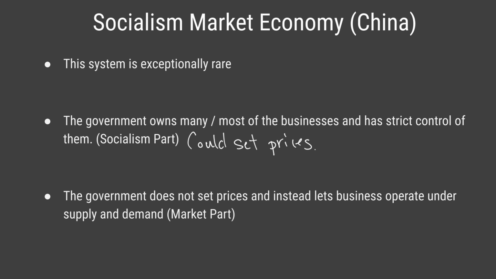So if the citizens in China aren't paying for something, the price is flexible and the price will adapt, or how much of something they'll make will adapt based on demand. So China is what's called a socialism market. And the socialism part is the fact that the government owns most of the businesses, but the market part is that it still operates under the supply and demand system.